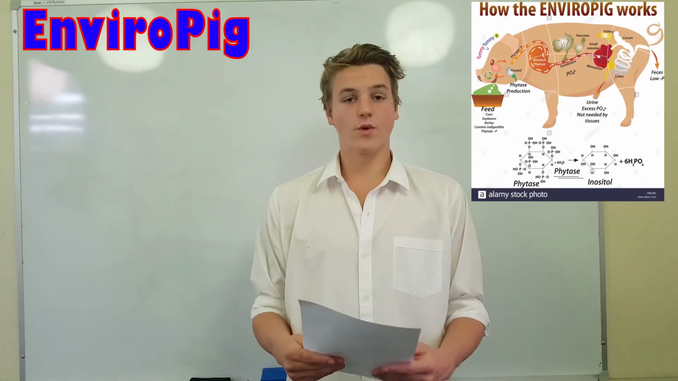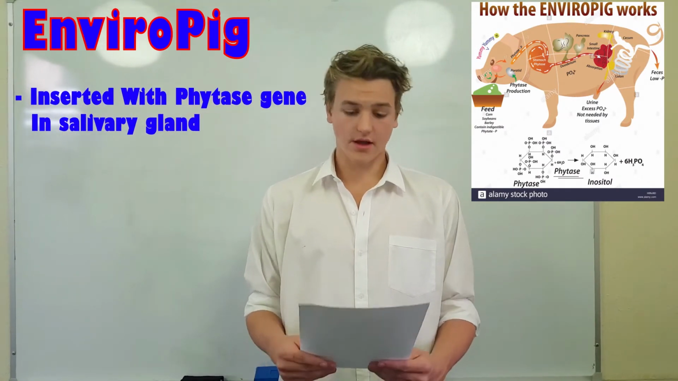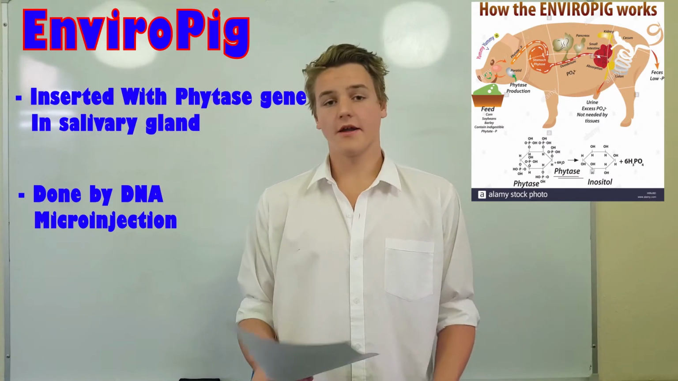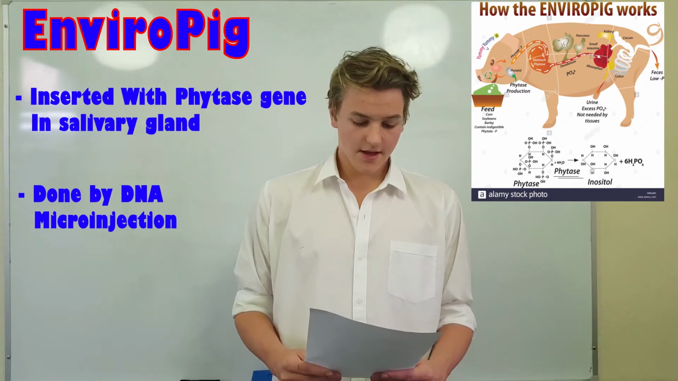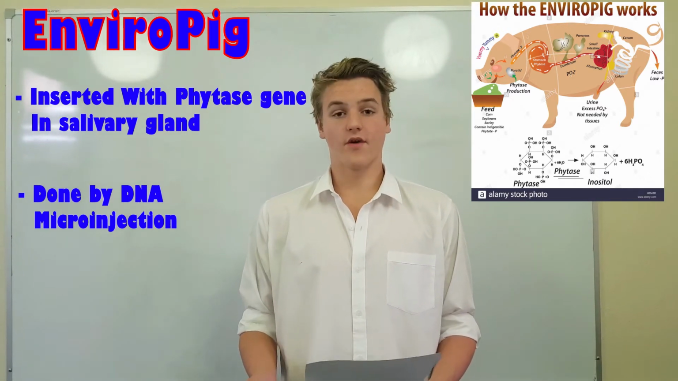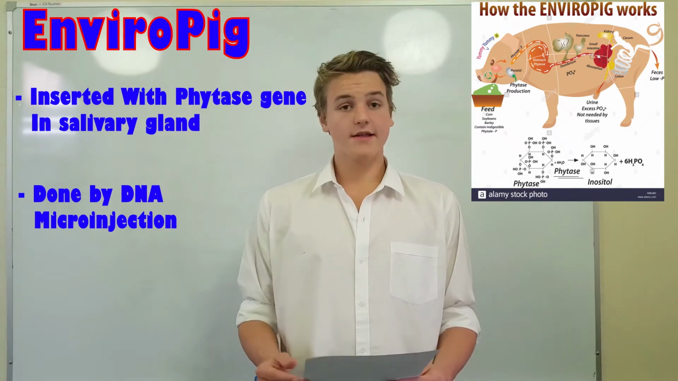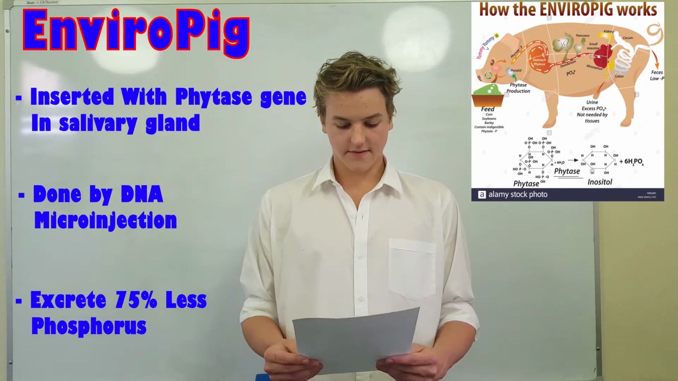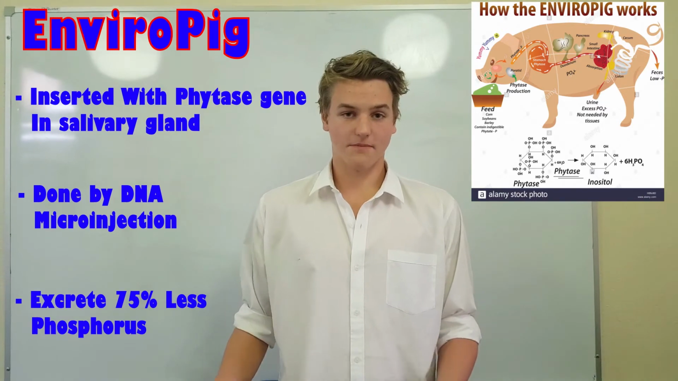For the next transgenic animal, we'll be talking about the EnviroPig. The pig was inserted with a phytase gene in the salivary gland. This process was done by DNA microinjection. This helped it to digest phytate and to produce less phosphorus. The EnviroPigs excrete 75% less phosphorus than farm and wild pigs.